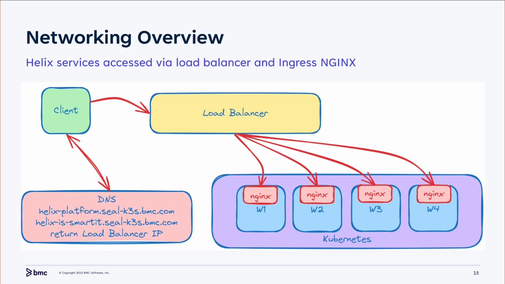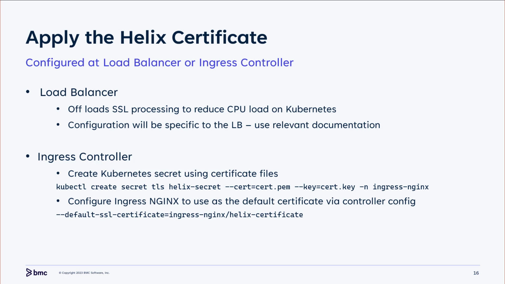The load balancer forwards those requests onto an Nginx controller pod that's running within your cluster. If you've deployed as per the BMC recommendations, you'll have a daemon set and one ingress controller per worker node, and then that ingress controller will forward those on to the appropriate application.